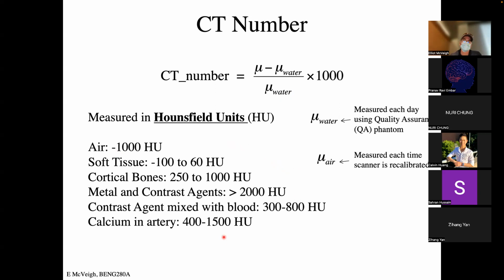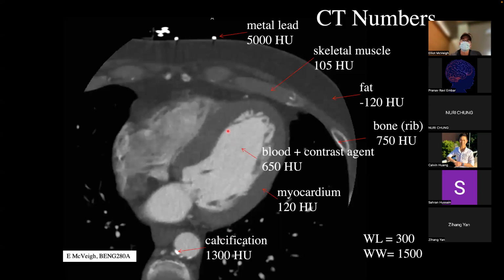Here's just a list of some of the typical values, but it's more fun to look at it as a picture. Skeletal muscle has a Hounsfield unit value of about 100, right? So it's slightly more absorbent of X-rays than water, than just pure water.